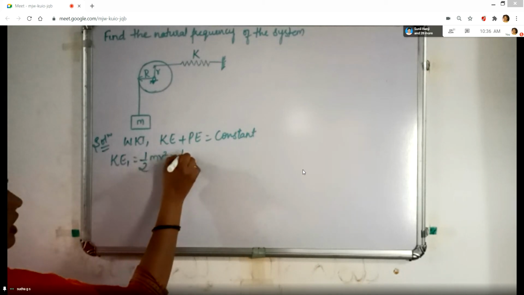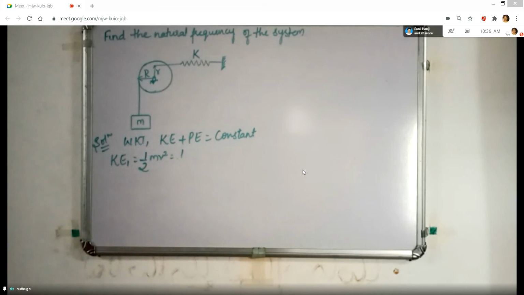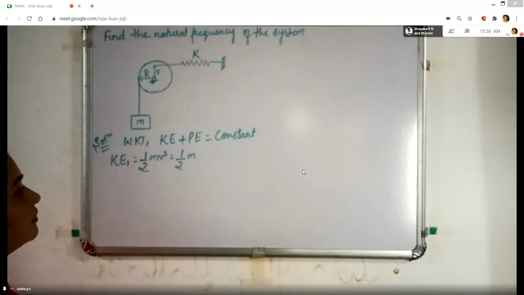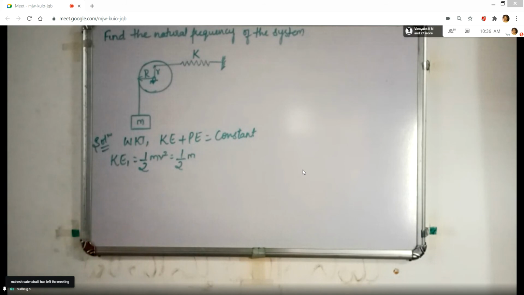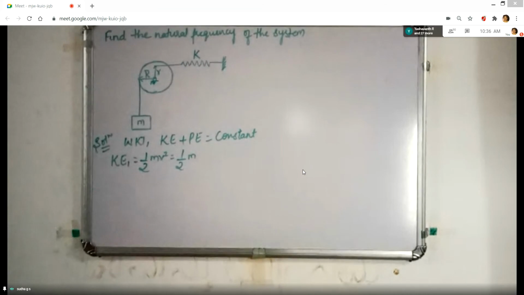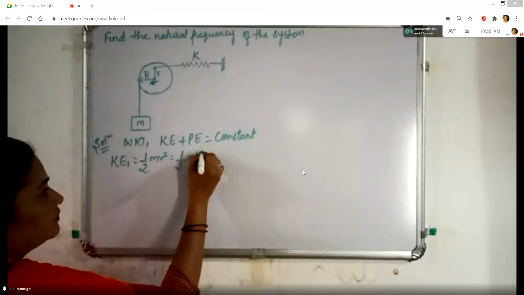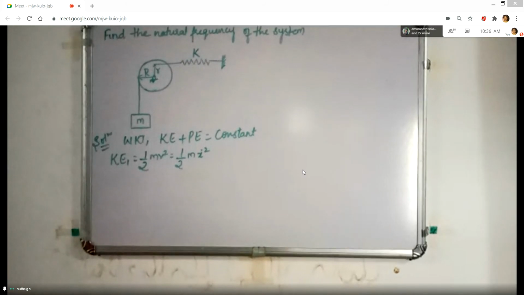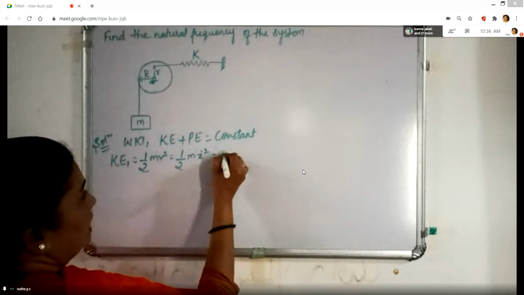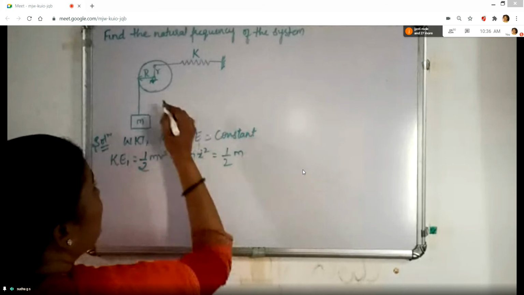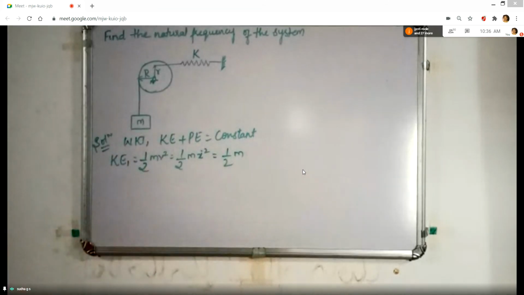Which is nothing but half m v square, and v square is x dot square. Then, m is equal to m. So x dot is equal to what? X equal to R theta.